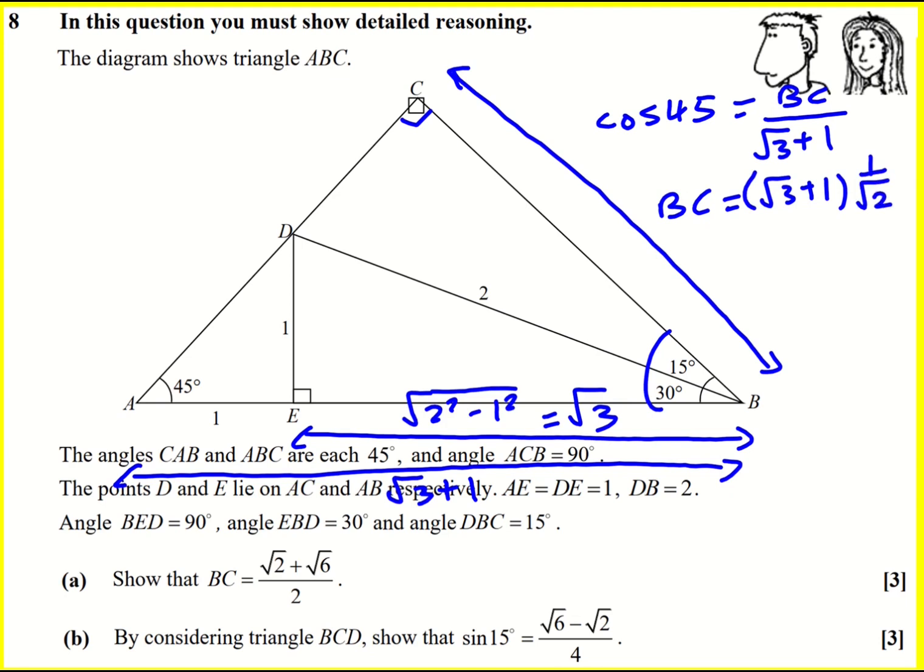You can put that in your calculator, but that's the exact value of it. So root 3 plus 1 over root 2. Going to times top and bottom by root 2 to rationalize the denominator, because that's what's been done here. Also going to swap them round. So I've got root 2 plus root 3 times root 2, which is root 6, all over 2.